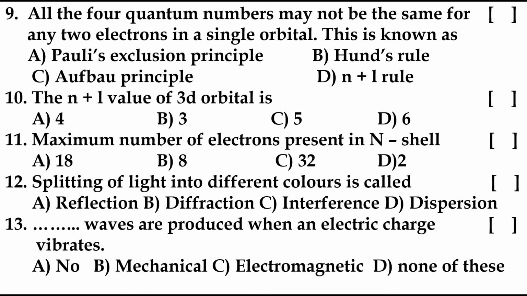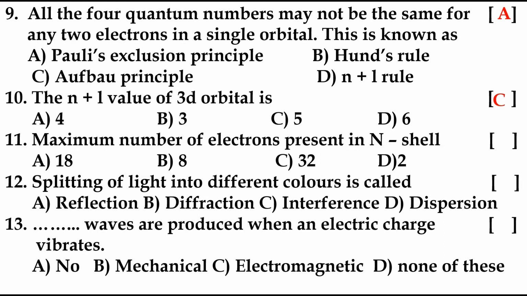9. All 4 quantum numbers cannot be the same for any 2 electrons in a single orbital. This is known as dash. A, Pauli's exclusion principle. B, Hund's rule. C, Aufbau principle. D, n+l rule. Answer is option A, Pauli's exclusion principle. 10. The n+l value of 3d orbital is dash. A, 4. B, 3. C, 5. D, 6. Answer is option C, 5.